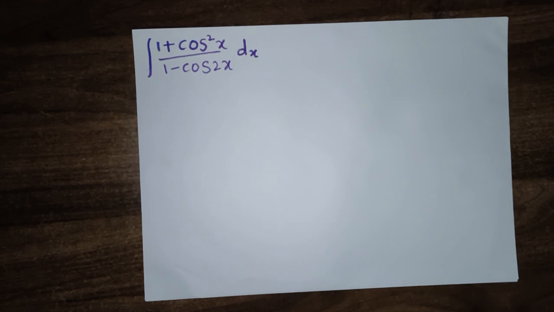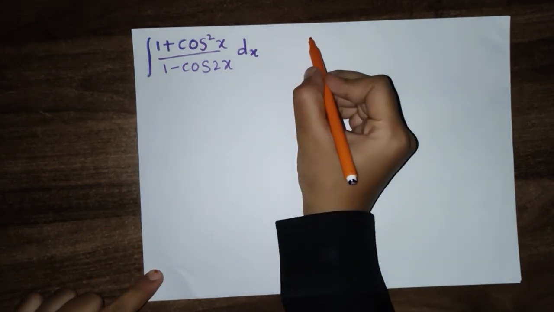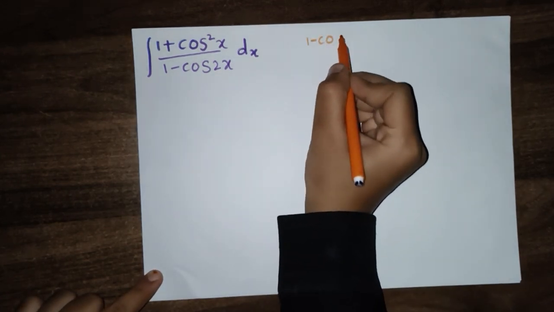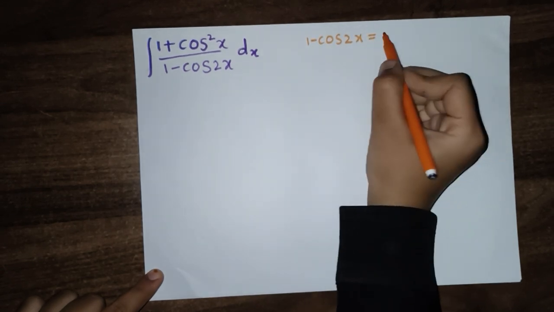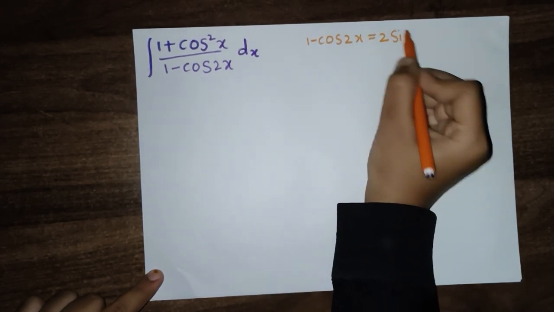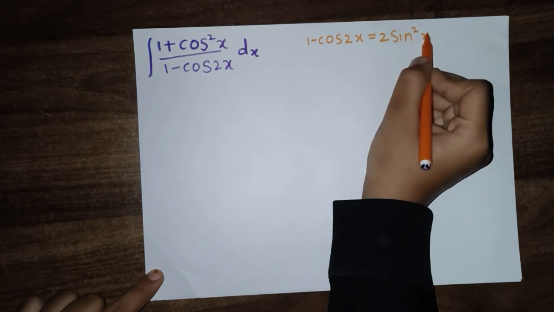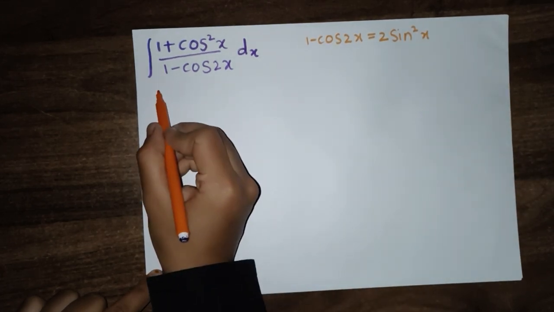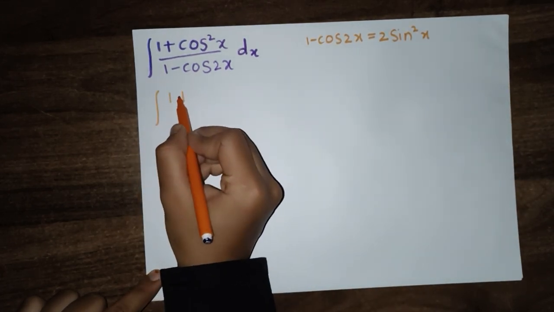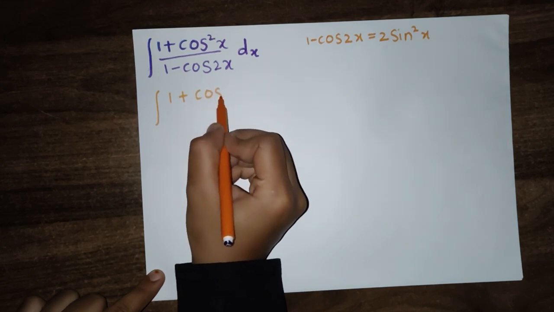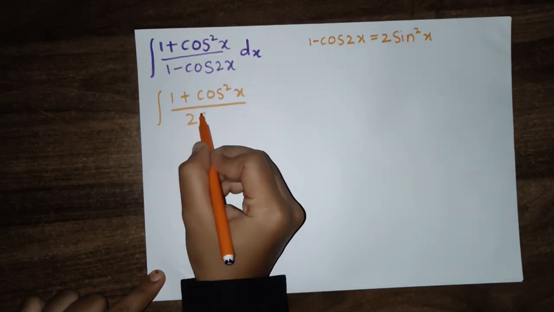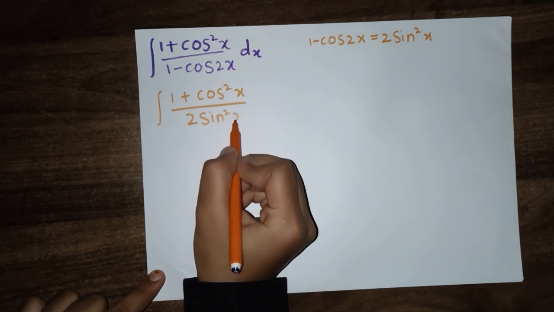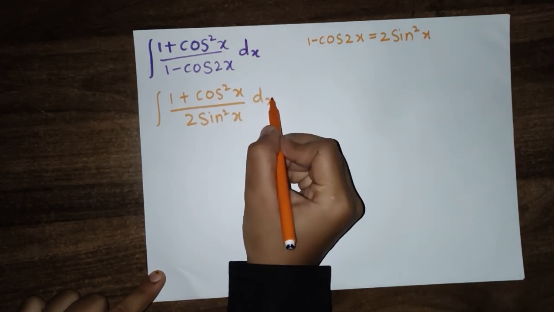Firstly, look at 1 − cos2x. What is this? This is nothing but 2 sin²x. Right? So in place of the denominator, we simply need to substitute it. Integration of (1 + cos²x) upon 2 sin²x dx.